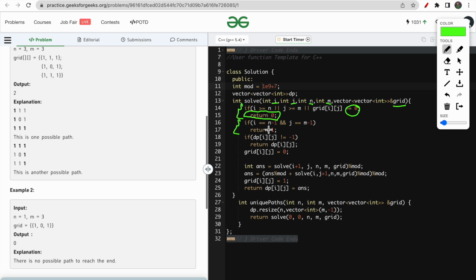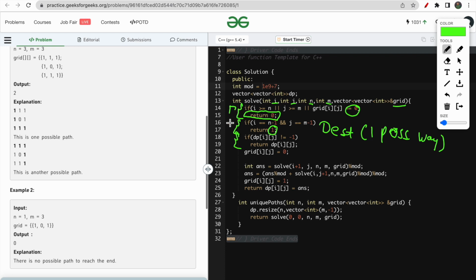Correct? This is the base condition, or you can say terminating condition. Then we check if i equals n minus 1 or j equals m minus 1, that means we reached our destination. So if we reach our destination, we will return 1. Why 1? Because that is one possible way. We found one possible way. And then we check if for the current cell we have some answer or not. If we have some answer, then we directly return dp of ij. Simple as that.